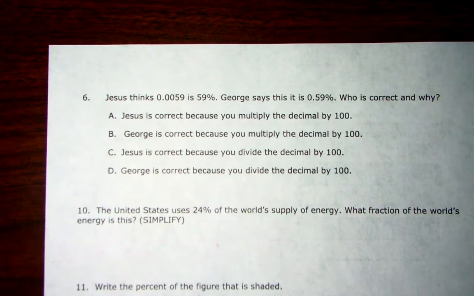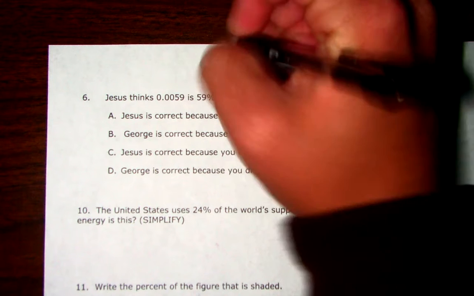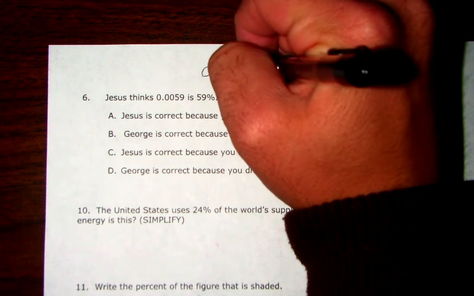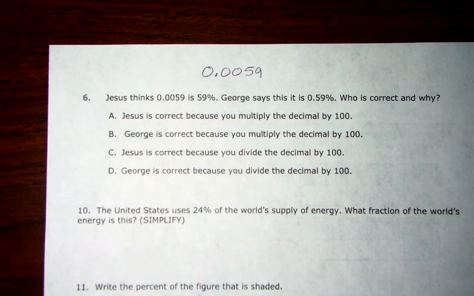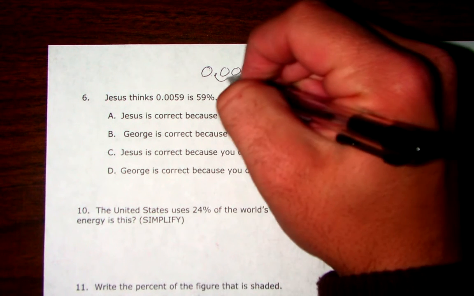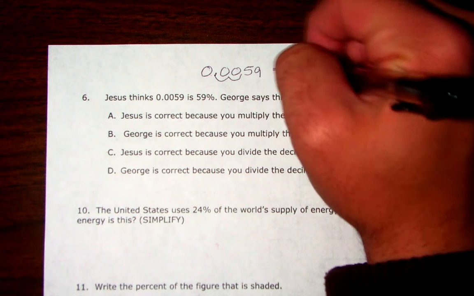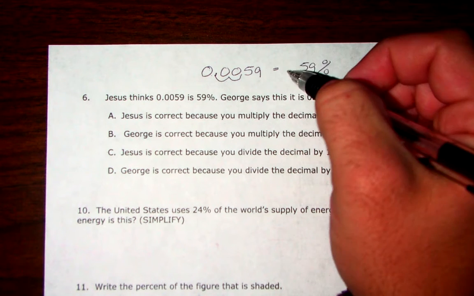Let's see. Jesus thinks that 0.0059 is 59%. George says that it is 0.59%. Who is correct and why? Well, guys, how do you convert a decimal to a percent? Once again, you take your decimal and move it 2 places to the right. 1, 2. So it should be 0.59%. If you want to put the 0 in front, you may do so.